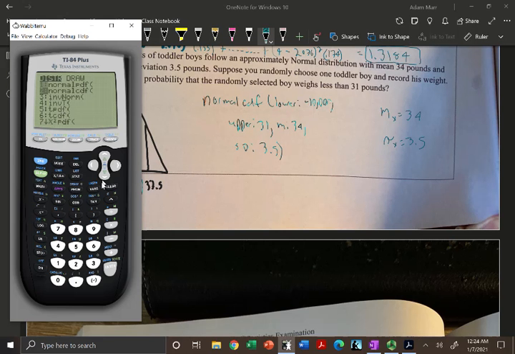Second distribution, normal CDF. There we go. So the lower is negative 10,000. Upper is, of course, right here, 31. Mean is 34, and standard deviation is 3.5. There we go. Got it. And it is 0.1957 rounded off.